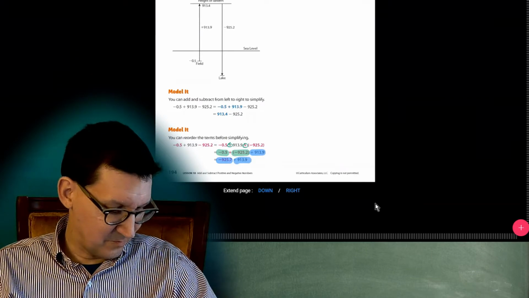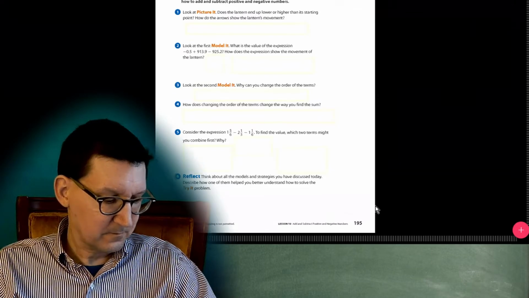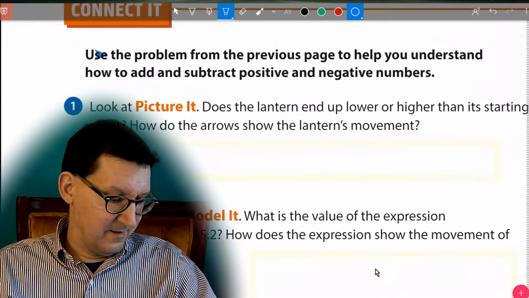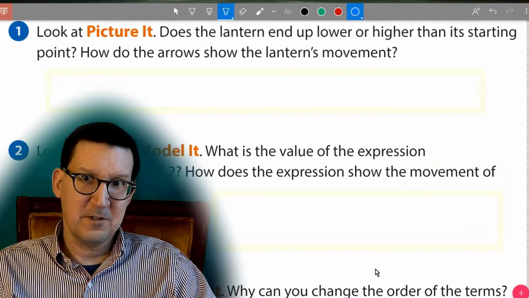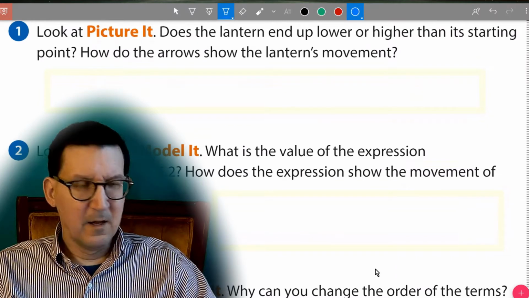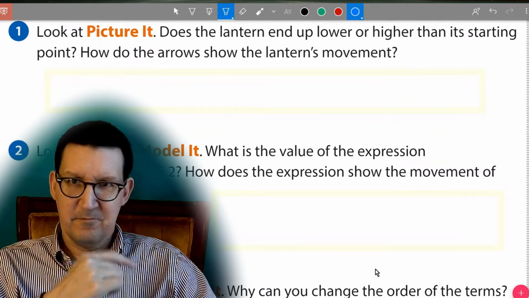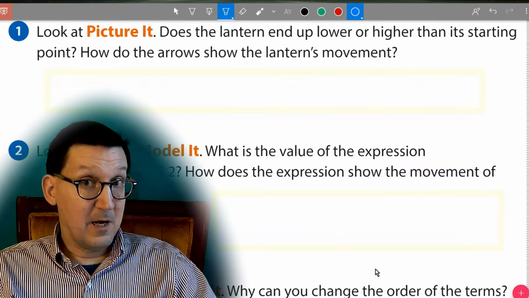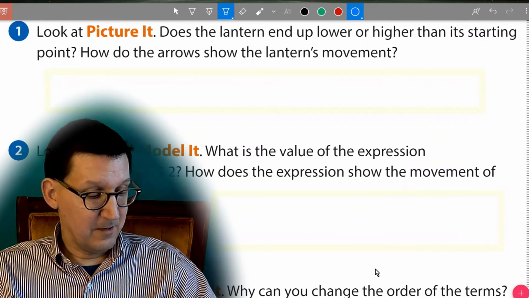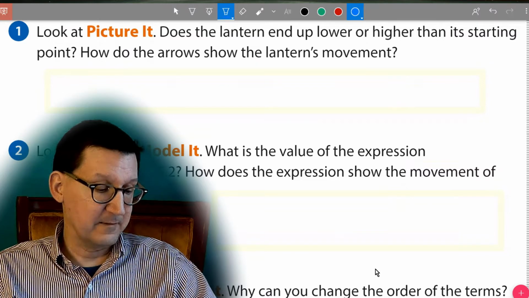What do you say? Let's move on to page 195. And I have an idea that this will probably answer that question about ordering terms around. Look at the picture. That's the diagram that we drew at first, right? Does the lantern end up lower or higher than its starting point? And how do the arrows show the lantern's movement?